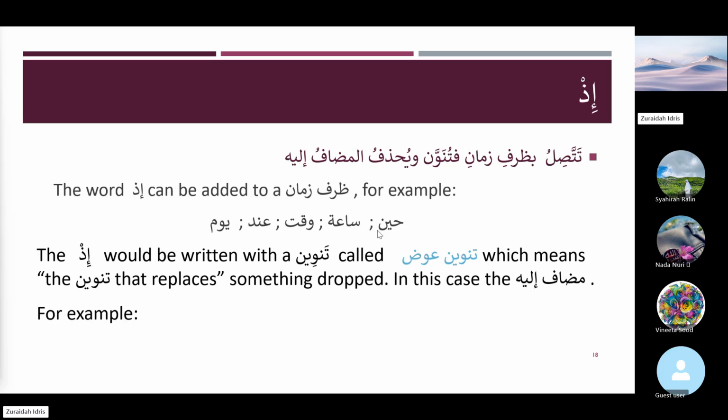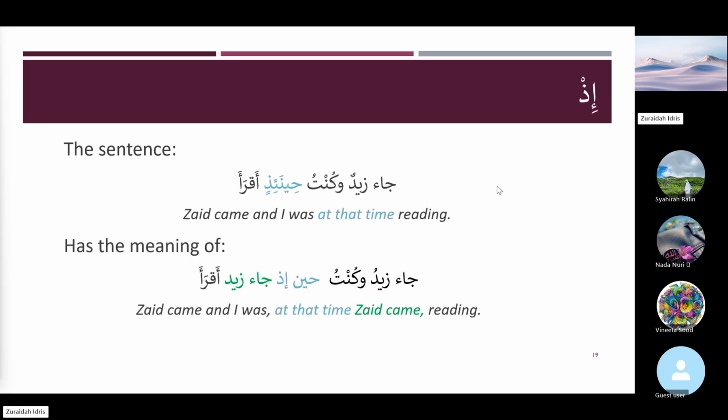So when we attach it to hin, for example, we see these words that we see in the Quran: yawma idhin, hina idhin, all this. Let's see how it works. Let's look at a sentence where it is still separate. I think this one is the one that is still separate. Oh no, okay, here. This is the one that is not separate. Ja'a Zaidun wa kuntu hina idhin aqra'u. Translation: Zaid came and I was reading at that time.